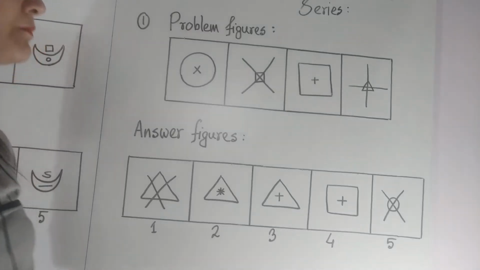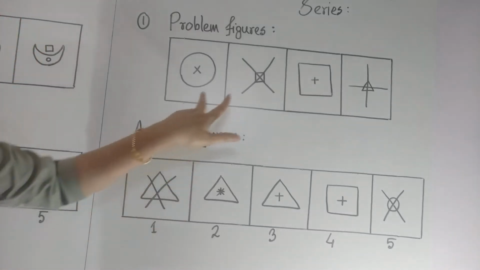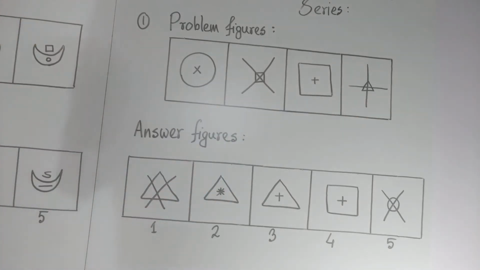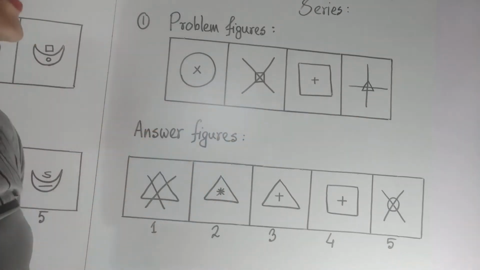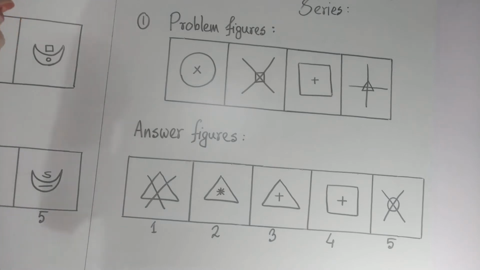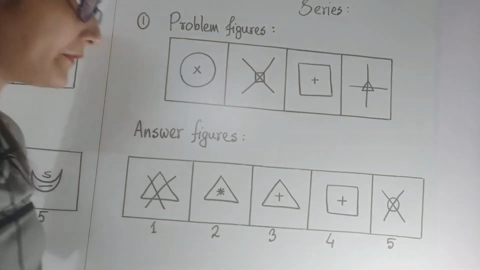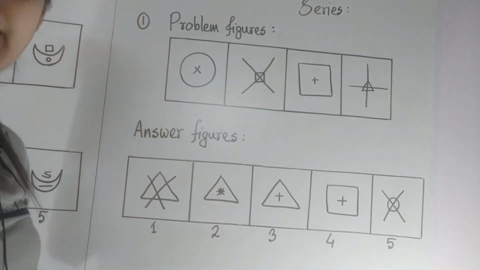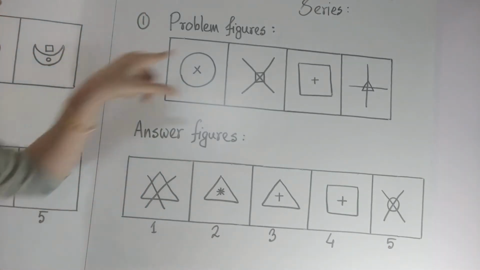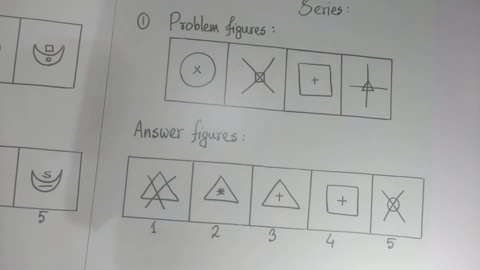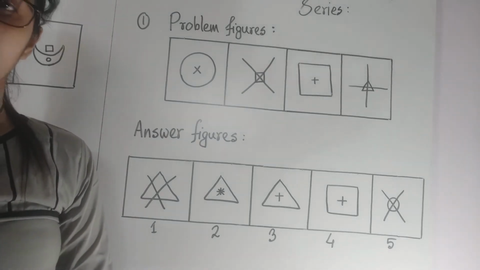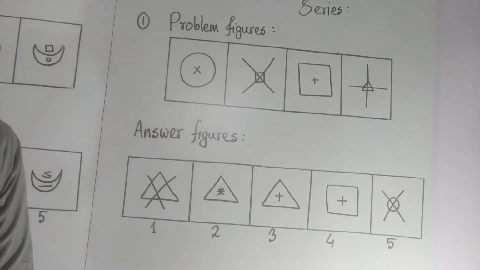Today's first problem. Here there are 4 figures. These are following a particular pattern. You need to find out the 5th figure of this series. The answer figures are noted as 1, 2, 3, 4, 5. Amongst these, you will find one particular figure which follows the same pattern. You may pause the video and try to solve it. After that, I'll explain.